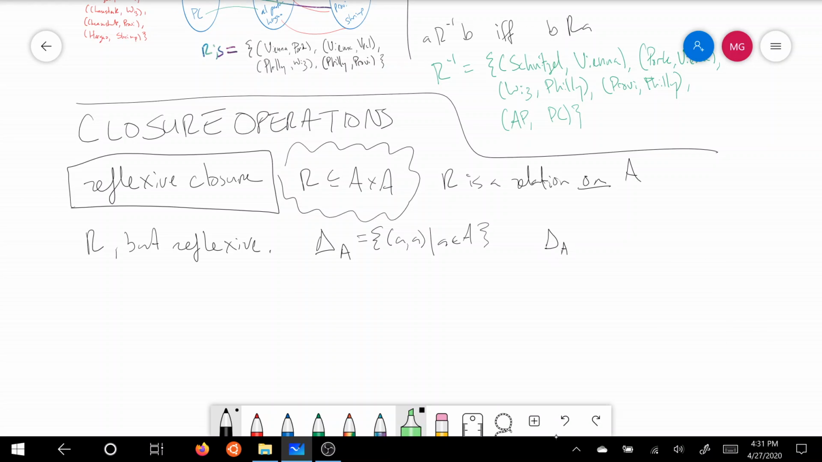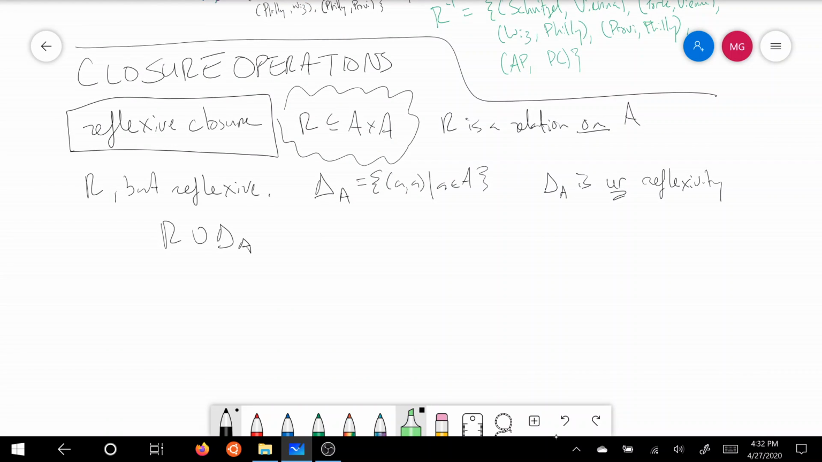So notice that delta A is like reflexivity. It's like the reflexive thing. People also call this the diagonal relation on A because it relates everything to itself. So the reflexive closure we define as R union delta A. So it's R, but then add in all of these reflexive entries.